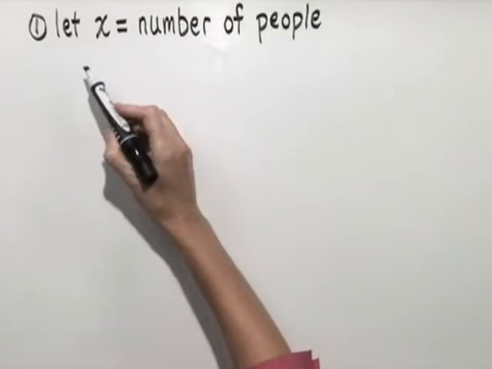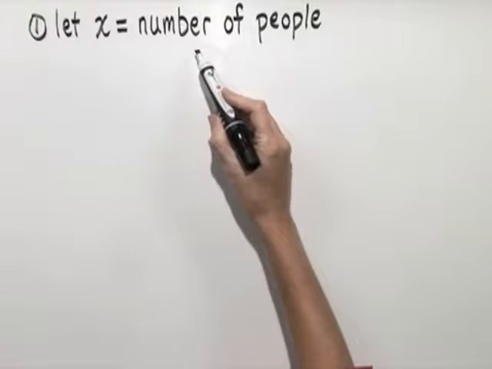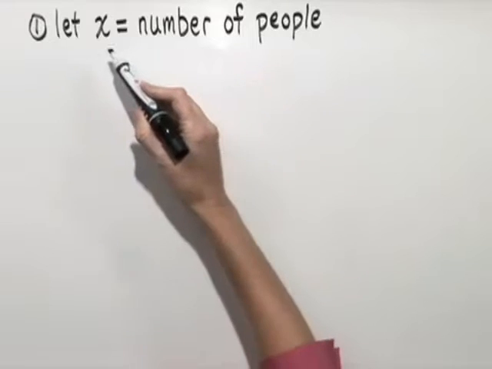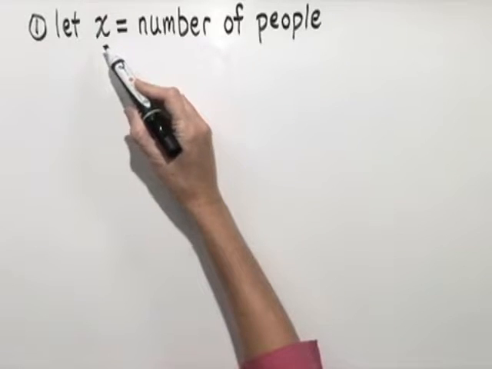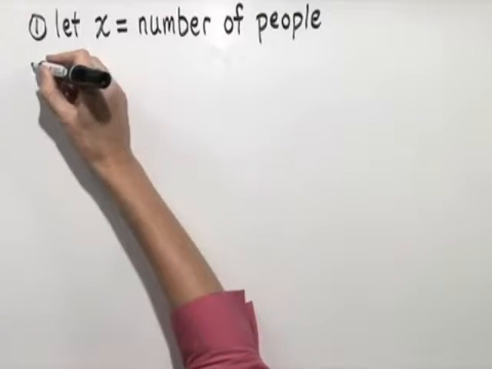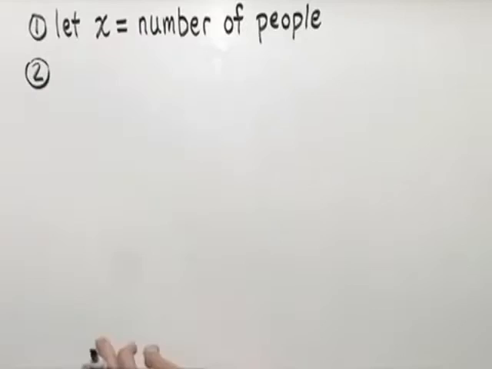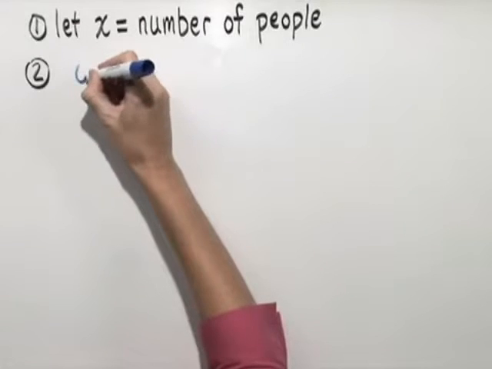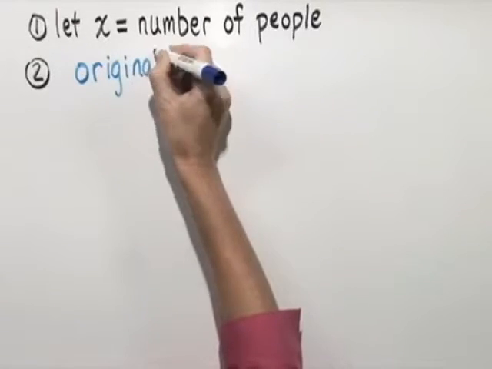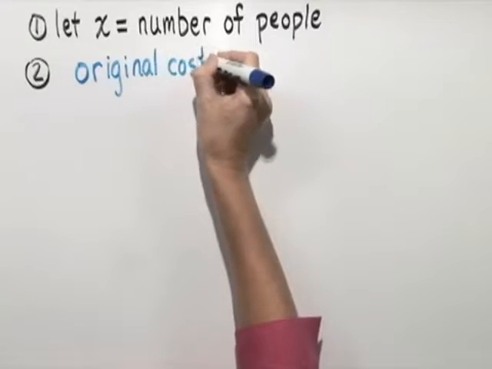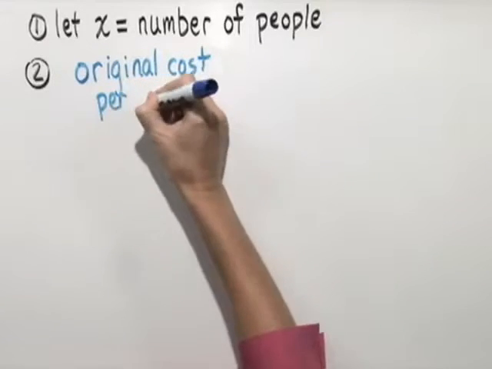So first off, let's let X equal the number of people in the group. Since we're trying to find out the number of people in the group, once we find out what X is, we've solved the problem. But we need to come up with an equation involving X. So let's do that in step 2. And let's look at the information that we have. We know that we have some original cost per person. And let's figure out what that is.